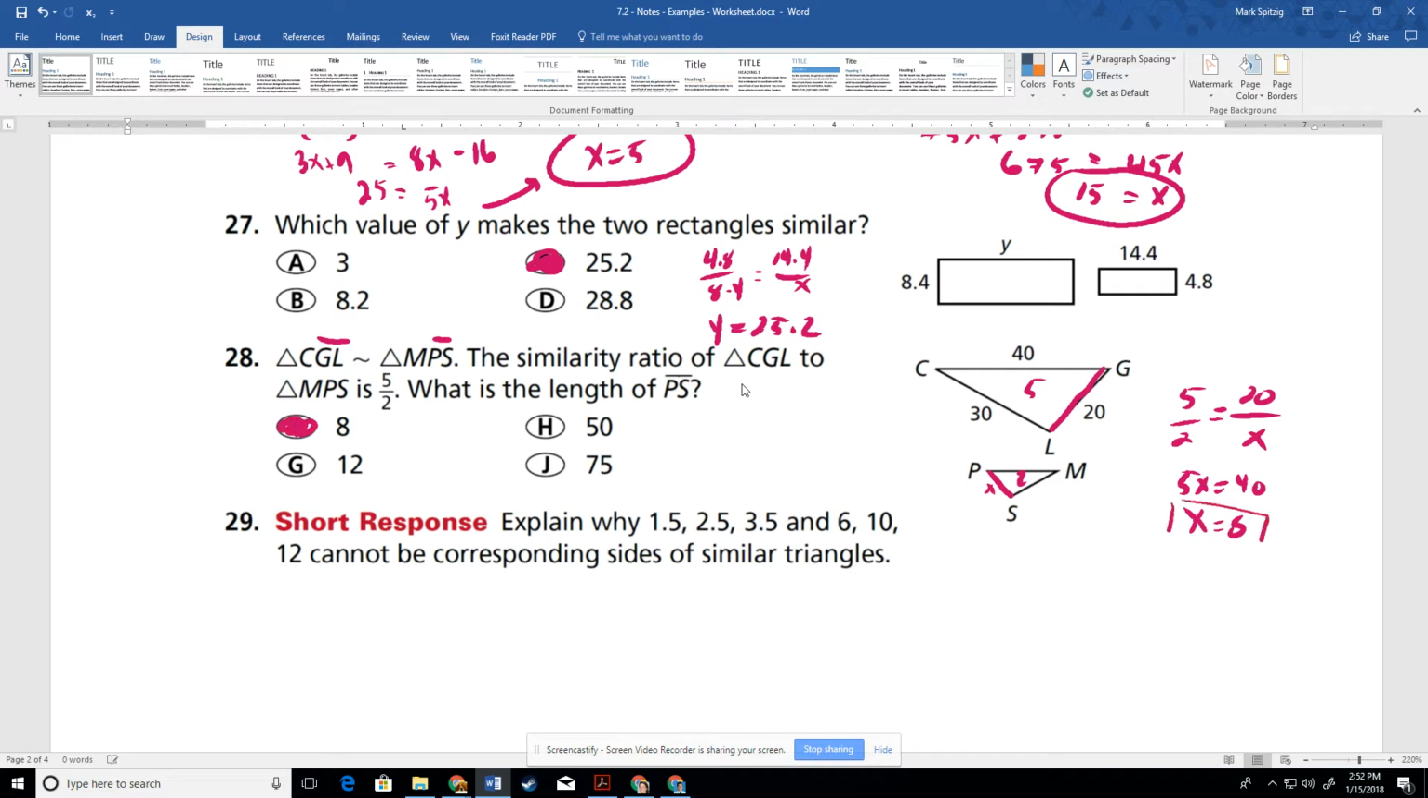In other words, use the similarity ratio instead of matching up the sides. You can use a pair of sides to find the ratio, but they're telling you what the ratio is. So again, this is going to be 5 to 2, so they're all going to be those. Okay. Next, explain why 2.5, 1.5, 3.5, and 6, 10, 12 cannot be corresponding sides of similar triangles.